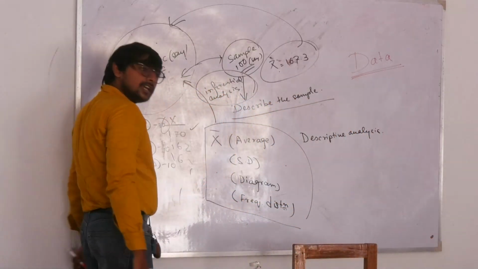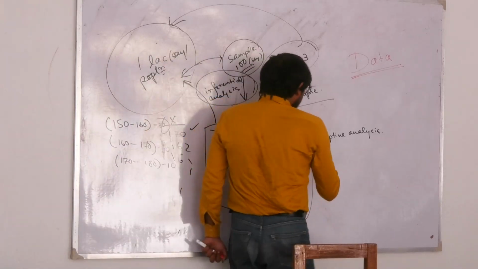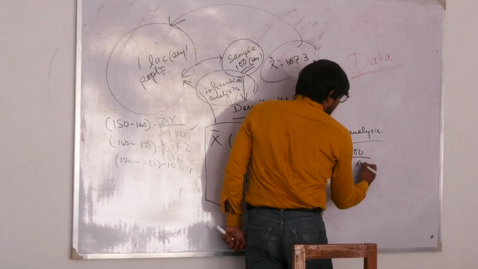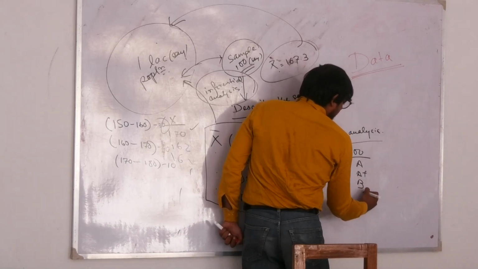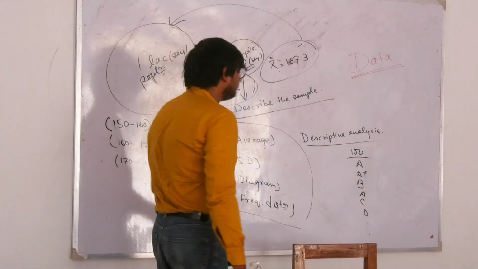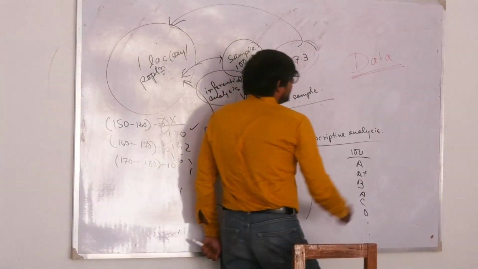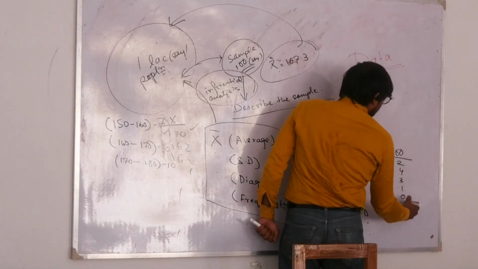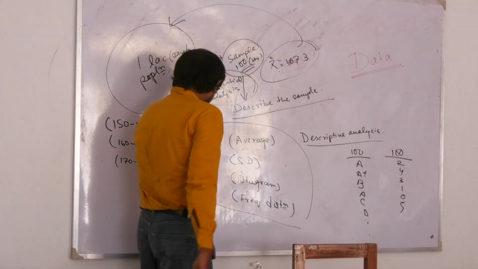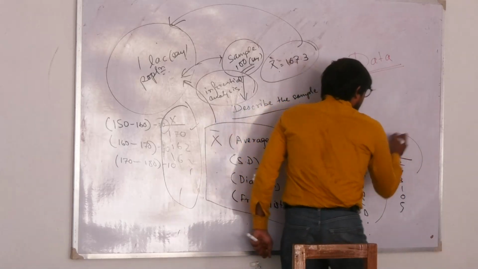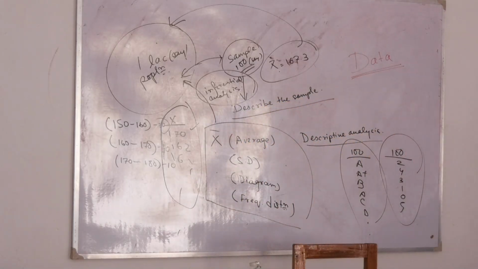Height is data. If I ask, say, 100 students their grades in the previous exam, they'll say A plus, B, A, C, D, like this. This is also data, correct? If I ask 100 people their family sizes, what will they give? 2, 4, 3, 1, 0, 5. This is also data. But there is something fundamentally different in this data and this data. Can you explain what that is? At least try.